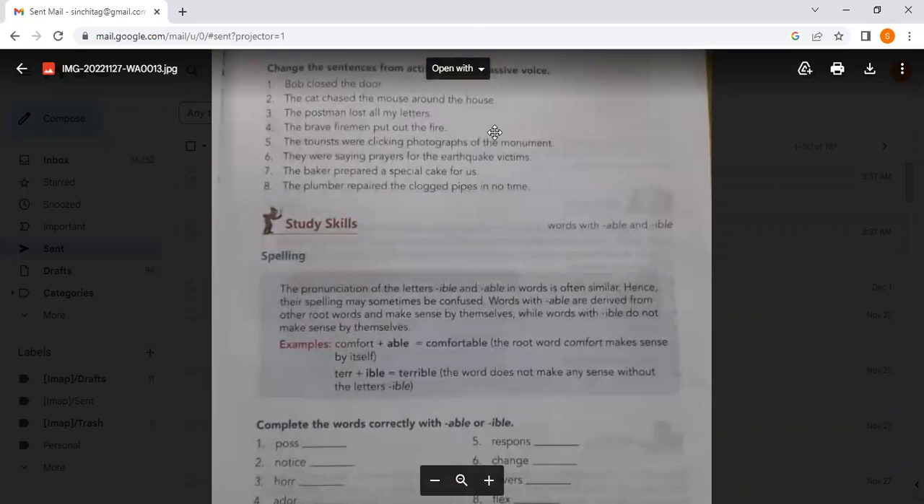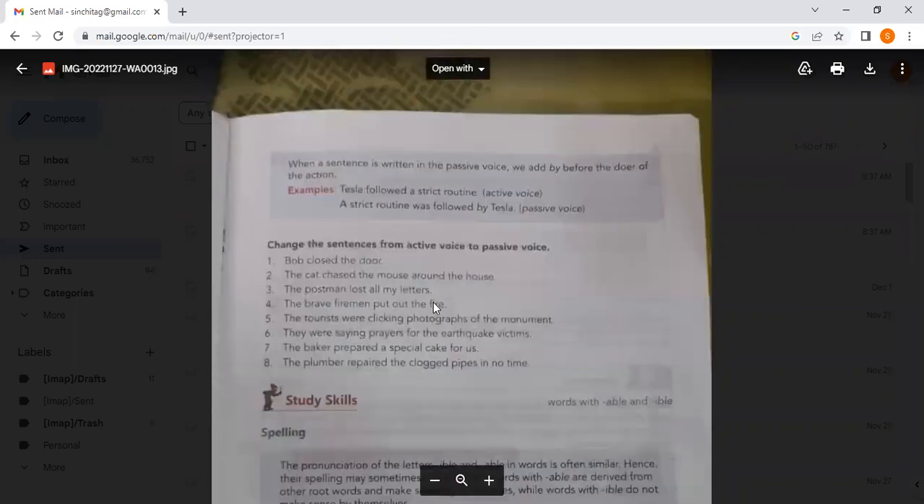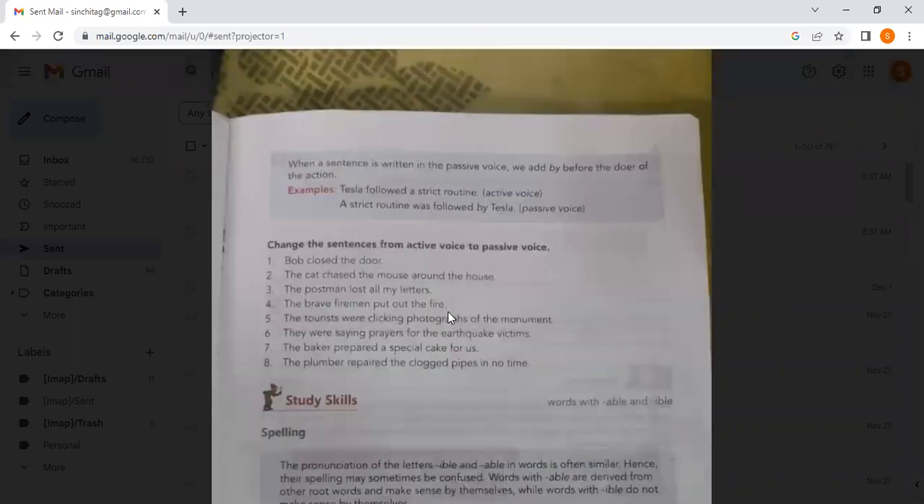Now tell me this one. Read it, beta. When a sentence is written in the passive voice, we add by before the doer of the action. Tesla followed a strict routine. Active voice. The strict routine was followed by Tesla. Passive voice.